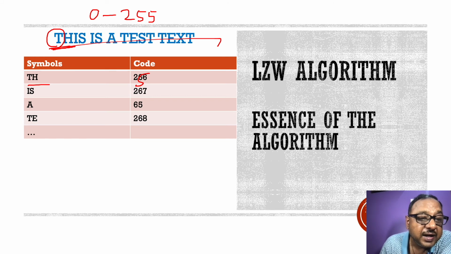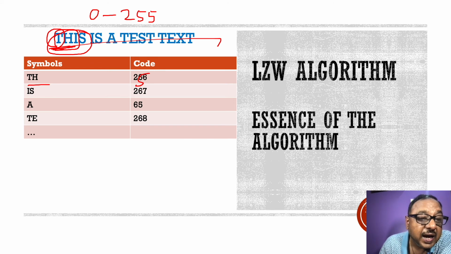Then I could have taken THI and made a symbol out of this, which is going to be 257. And I could have said THIS is a symbol which will be 258, and so on. Now you notice that if I represent THIS by 258, that means I'm taking 4 bytes, that is 32 bits, and making that into a 9-bit symbol. So 32 bits gets compressed to 9 bits.